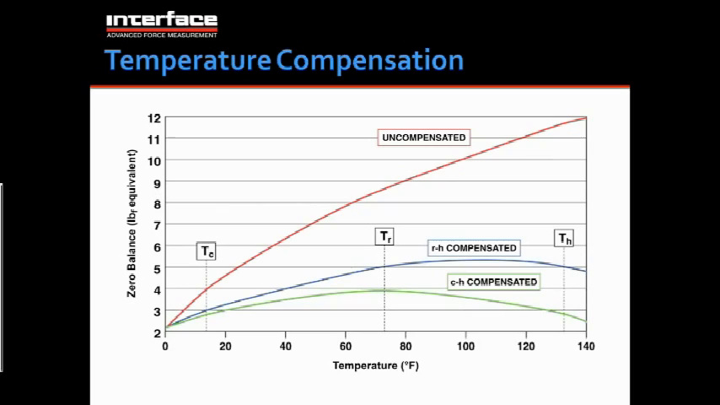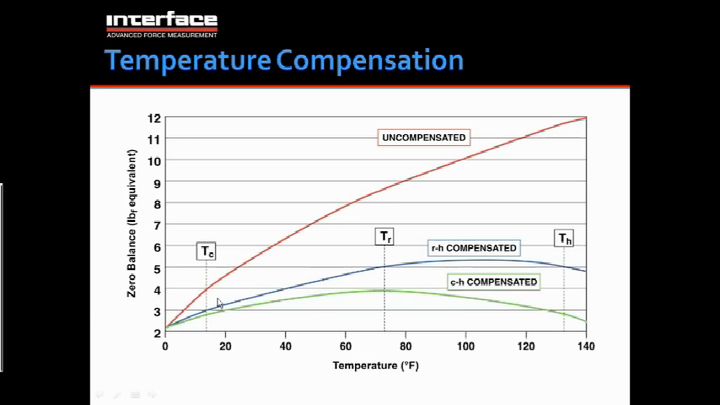So this graph here shows you the difference between the uncompensated load cell and two other conditions, which I'll explain right now. For example, the first curve that we see, the red curve, represents the output value that we would obtain out of the load cell that has not been compensated. And in this case, we have an error of just under 12 pounds that has been introduced into our output signal.